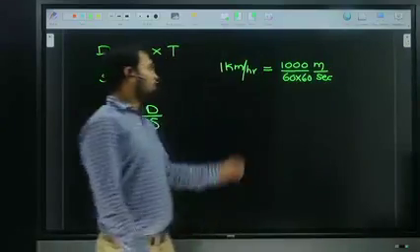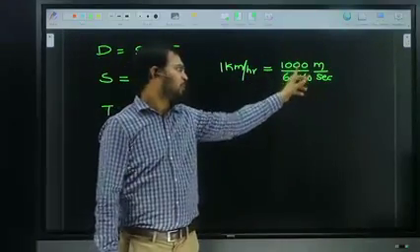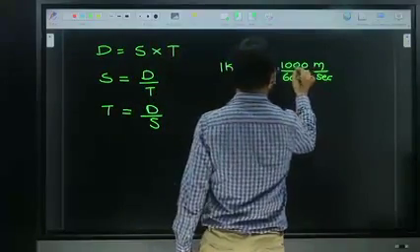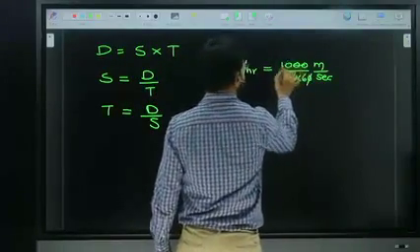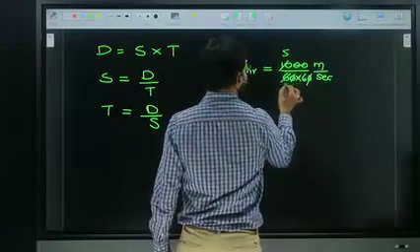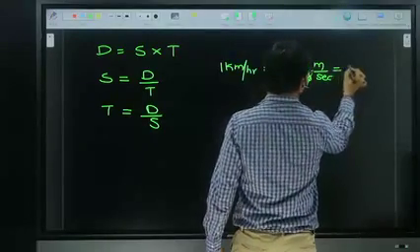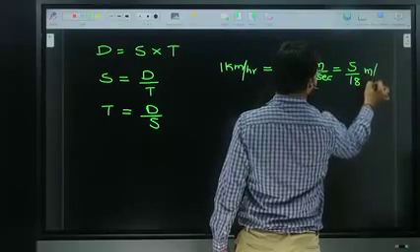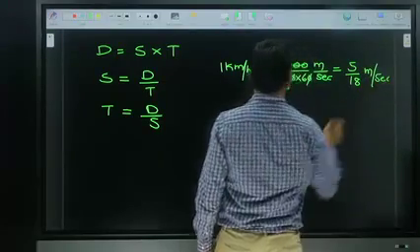Therefore, 1 kilometer per hour is 1000 by 60 into 60 seconds. If you cancel the zeros, and 2 fives are 10, 2 threes are 18, finally we get 5 by 18 meter per second.